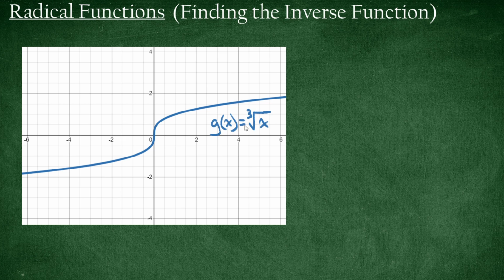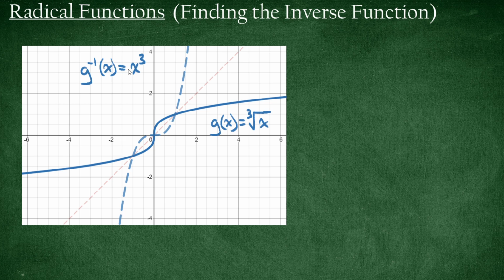which is really important here because when I algebraically find the inverse of this, if I went ahead and went through those steps, then I would get the inverse of g is equal to x cubed. And here is the inverse with this dotted blue line here, and you can see clearly that it is reflected over the line y is equal to x.